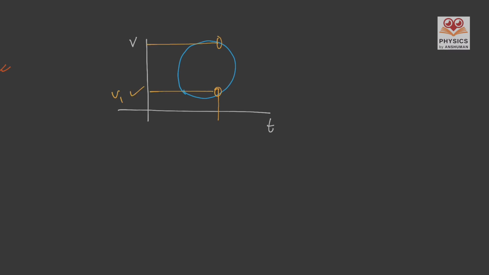Now let's take the example of velocity time graph. In the velocity time graph, again a curve something like this is not possible. Why? Because for the same instant of time there cannot be two values of the velocity. These are the velocities, so this is v1 and v2, so there cannot be two different values v1 and v2 at the same time.